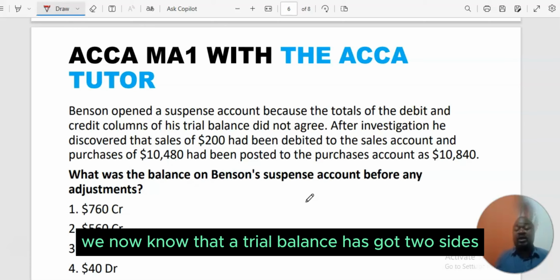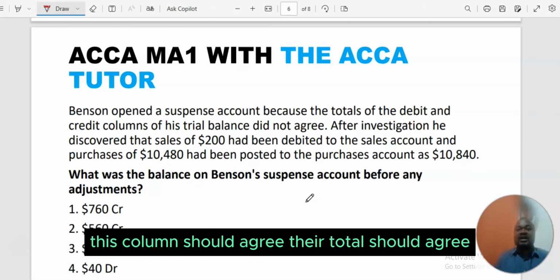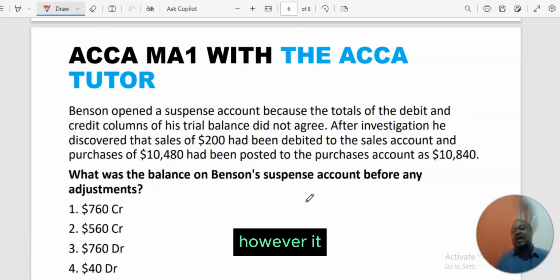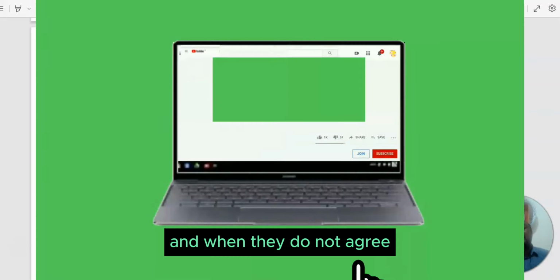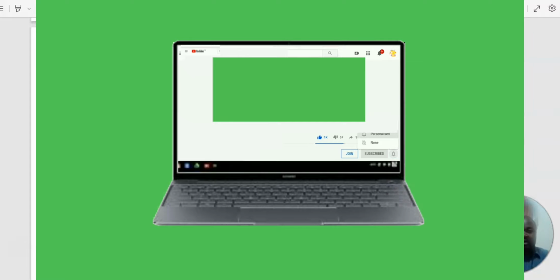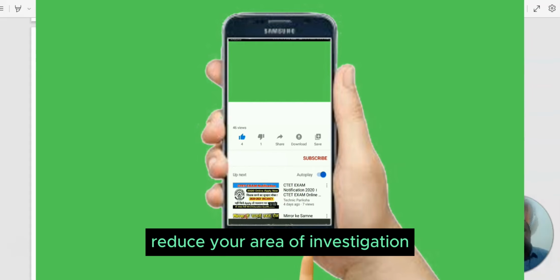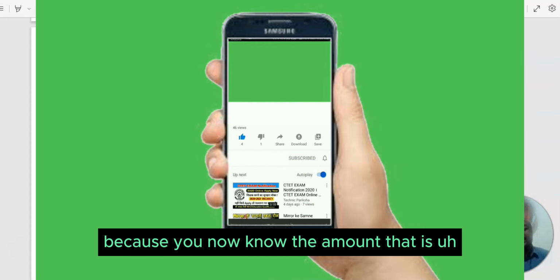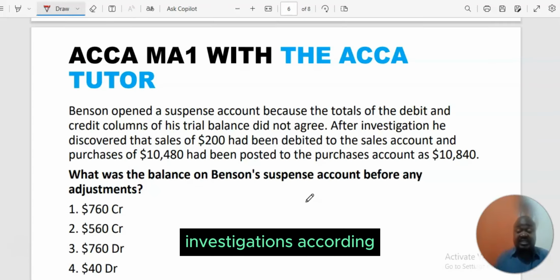By now, we know that a trial balance has got two columns, the debit column and the credit column. These columns should agree. Their totals should agree. However, sometimes they don't agree. And when they do not agree, you put a suspense account to that column that has got a shortfall. This will enable you to reduce your area of investigation, because you now know the amount that is in deficit. So you just have to direct your investigations accordingly.